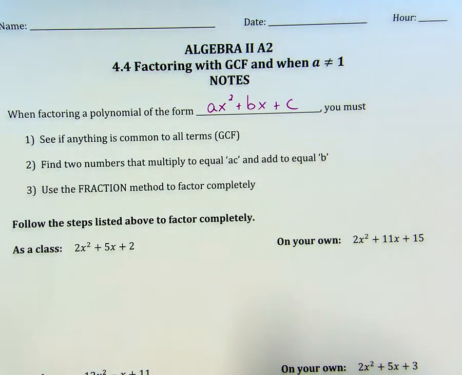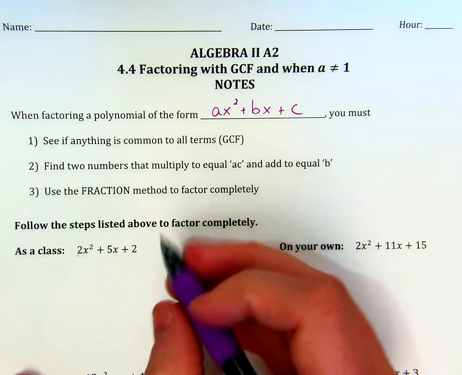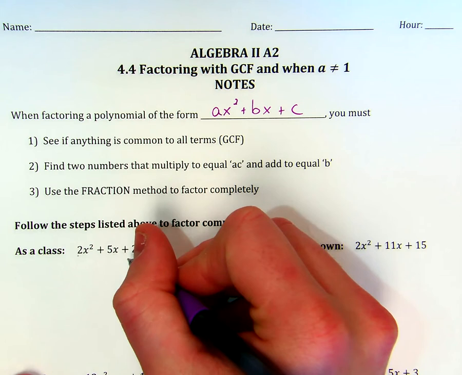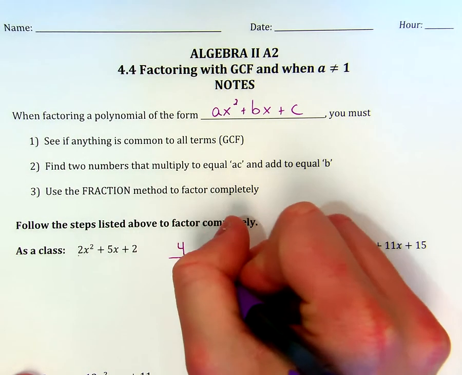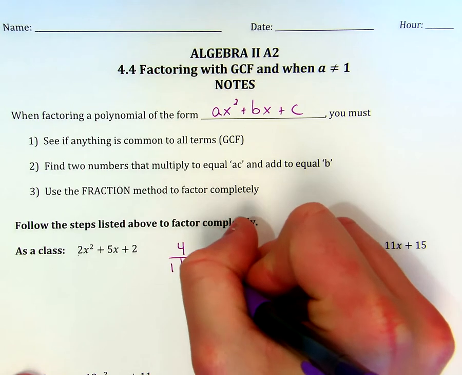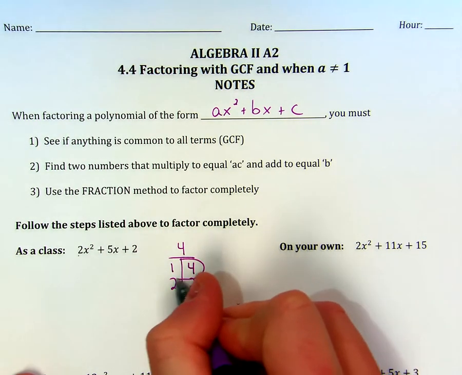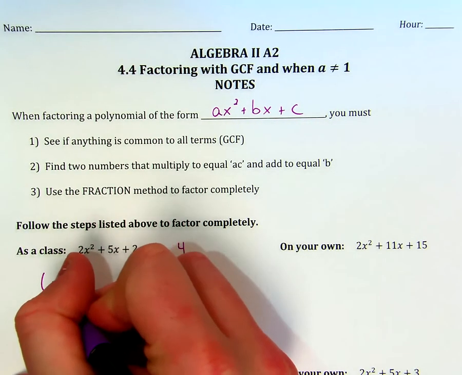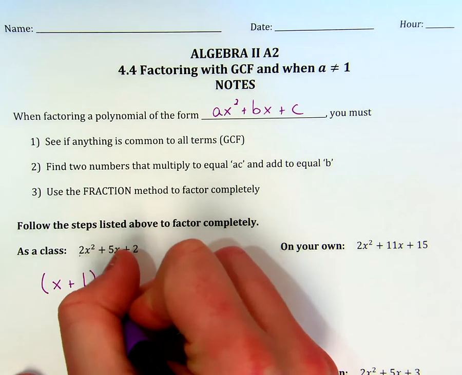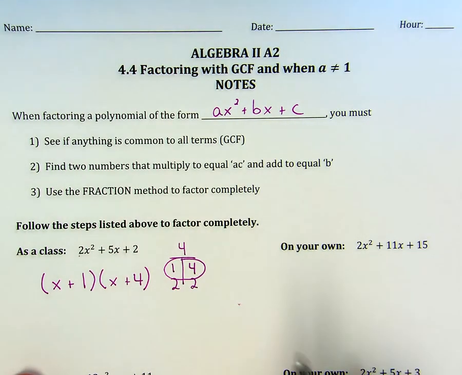It looks like this. 2, 5, and 2 do not have a GCF, so we move on to step 2. Two numbers that multiply to AC and add to B. A times C is 4, so we want two numbers that multiply to 4 and add to a B value of 5. Those two factors are 1 and 4. We write our factored form answer the same way as the previous lesson, but then there's more steps because a was not equal to 1.